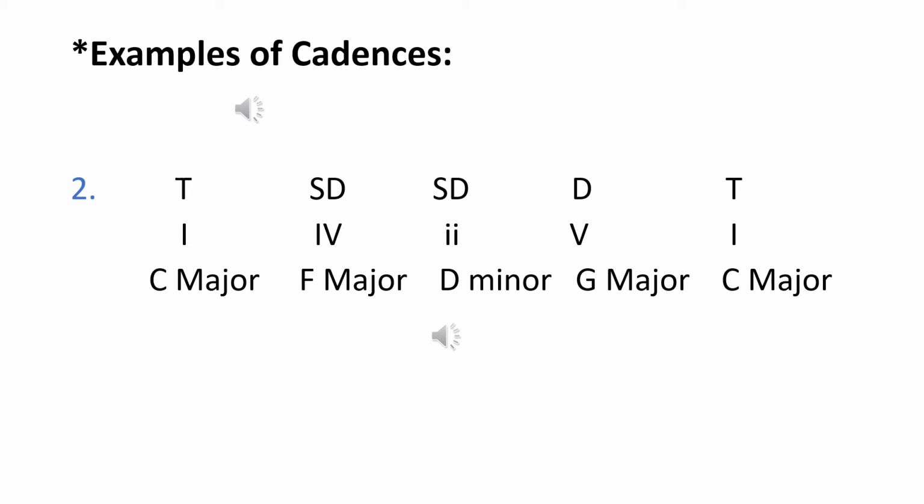And now let's double the subdominants. So we have tonic, we go to subdominant and another subdominant, then dominant and back to tonic. So from 1 to 4 to 2 to 5 and back to 1. So C major, F major, D minor, G major, and C major. Let's see how it sounds.